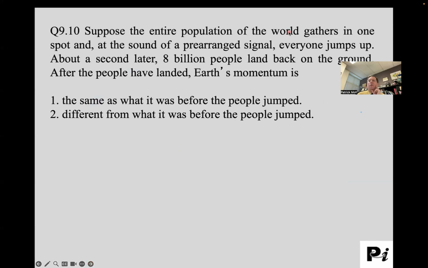All right. Suppose the entire population of the world gathers in one spot, and at the sound of a prearranged signal, everyone jumps up. About a second later, 8 billion people land back on the ground. After the people have landed, is Earth's momentum the same or different? So which of those 2 statements is correct? Think about what you think the answer is, talk it over with your friends, and then unpause the video and let's see.